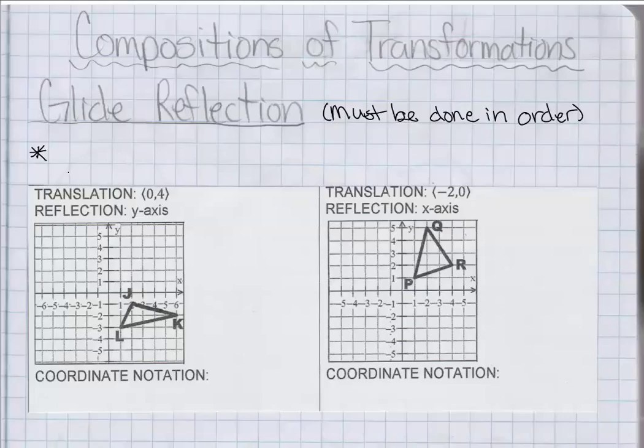In order for you to be able to perform a glide reflection, the line of reflection, so like in this first one, the line of reflection is of course the y-axis, and the second one it's the x-axis. So the line of reflection must be parallel to the vector.